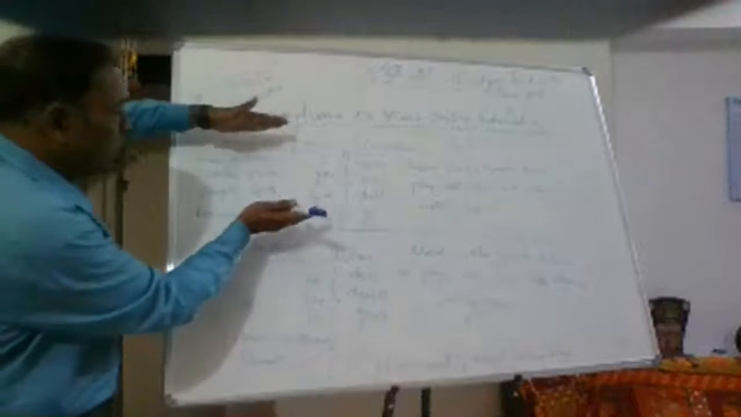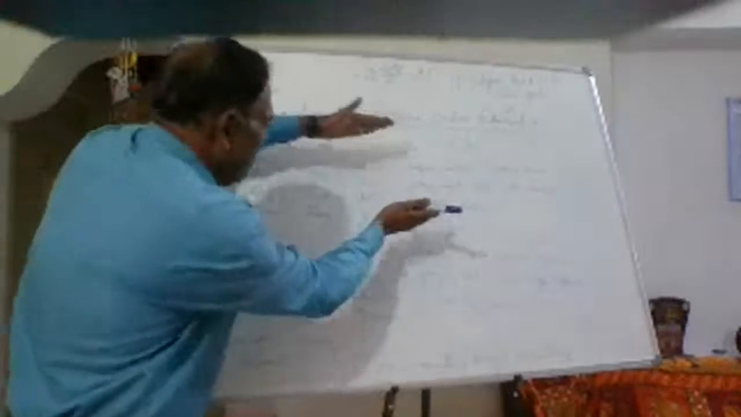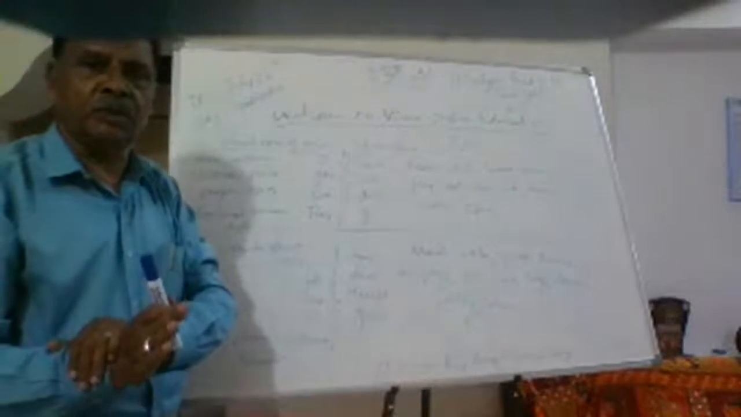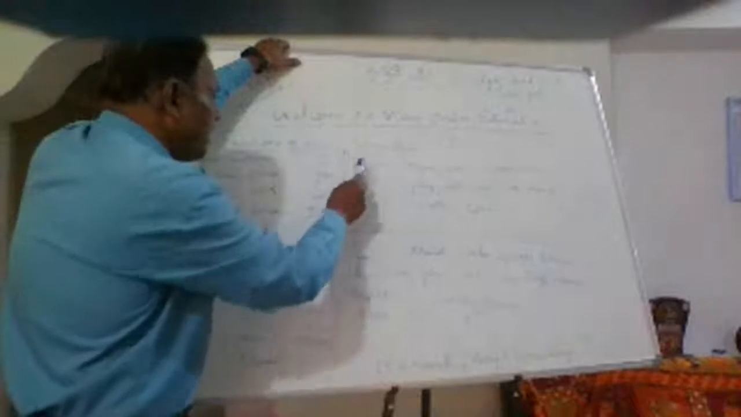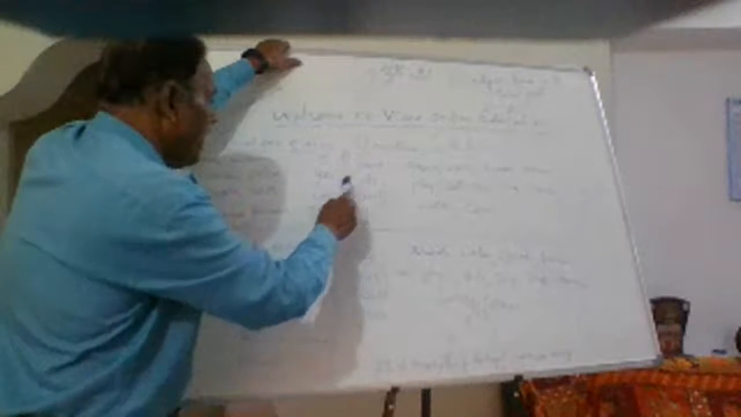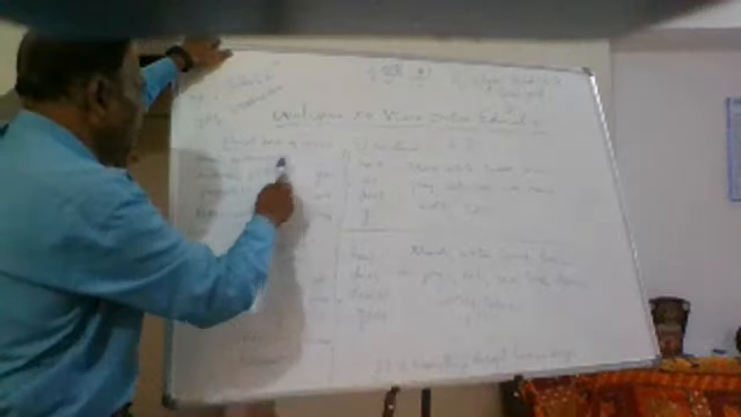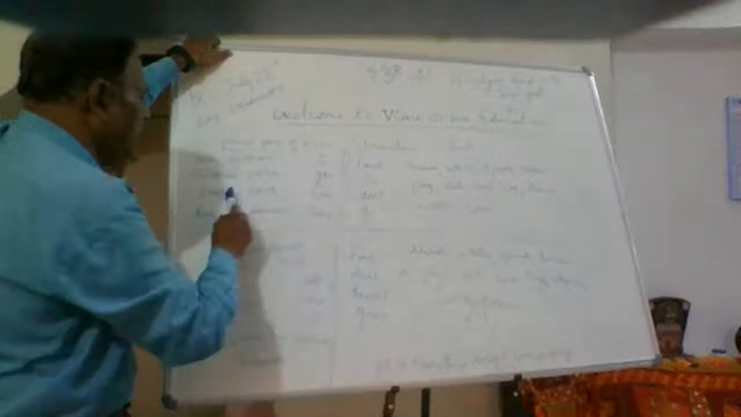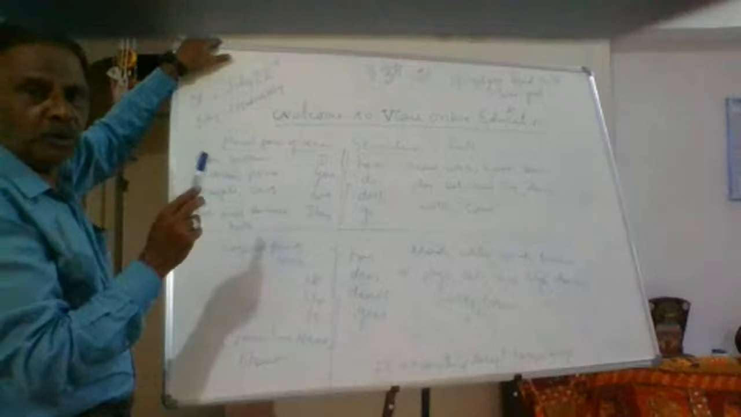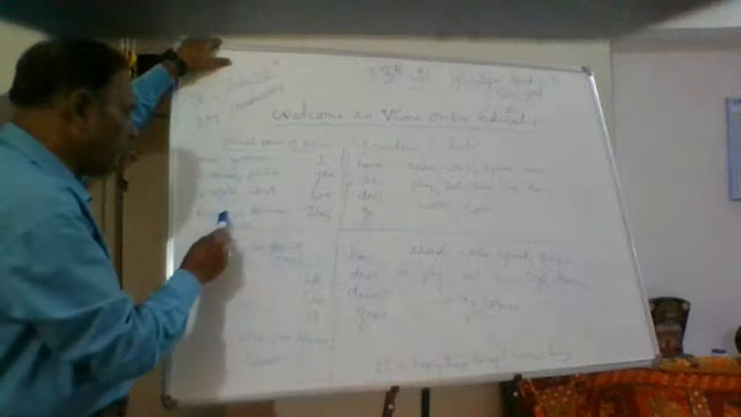See, my dear students, when you are using this, you have to use this. That's it. So simple. I have a bike. You have a bike. We have a bike. They have a bike. Men have a bike. Women have a bike. Children have a bike. Police have a bike. People have a bike. Cows no, because cow is an animal.